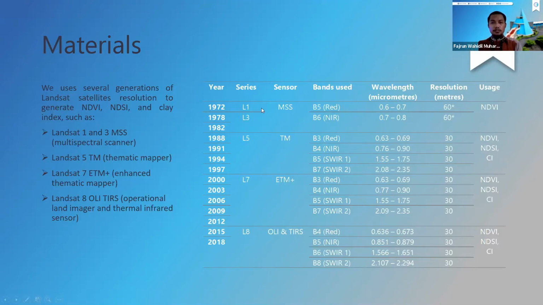And also, the first generation of the Landsat sensor didn't have shortwave infrared wavelength, so it's only used for NDVI. But since the Landsat 5 thematic mapper sensor, we can calculate or generate the NDSI and also clay index because it has shortwave infrared band, both 1 and 2.